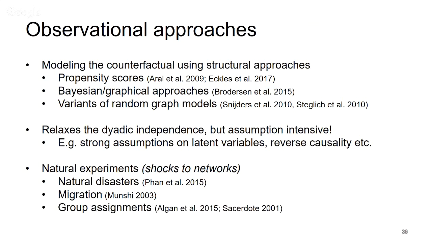You can also think about group assignments. There have been studies in social science where people have been assigned to different groups for different reasons. So students get assigned to different dorms where they have different dorm mates, and that's a natural source of group assignments. So you can exploit these natural treatments and natural controls to come up with different inferences about causality.